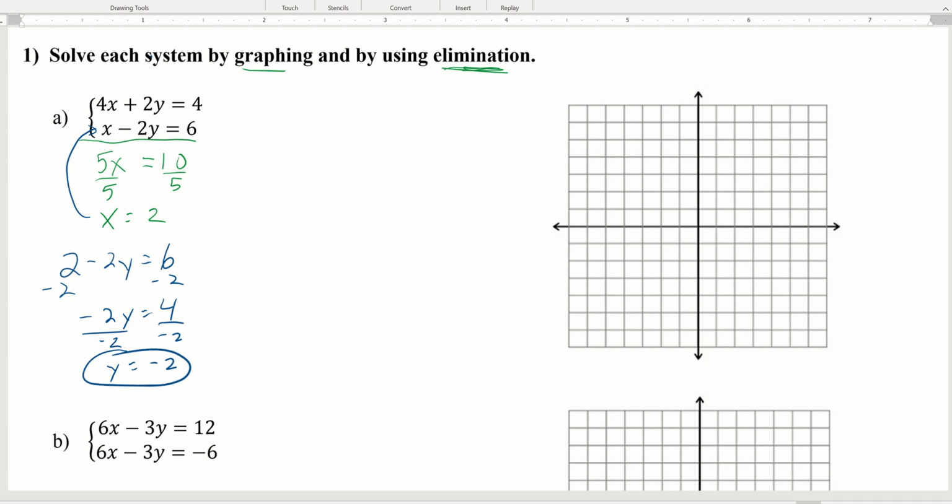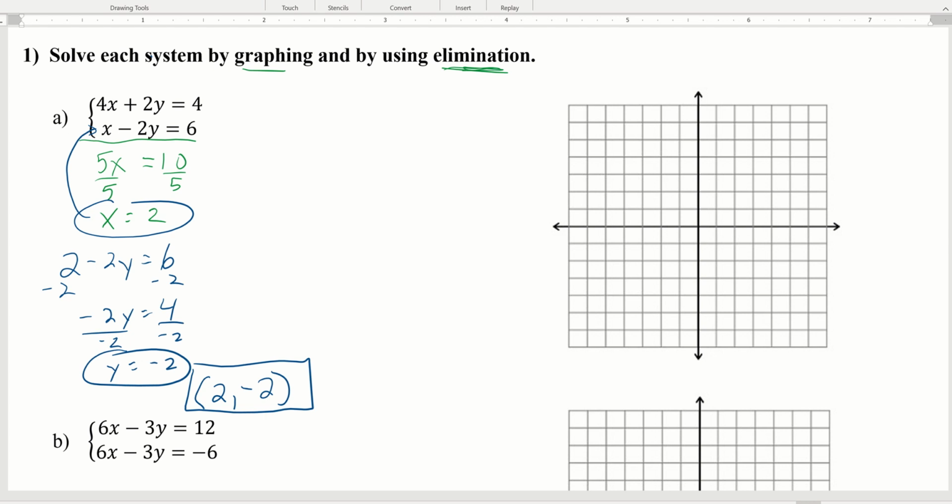The way that we write our answer is not like this, where we have an x and a y. It's a coordinate point. So our real answer is going to be the x first and then the y. So this is our answer, (2, negative 2). We want to write it as a coordinate point.